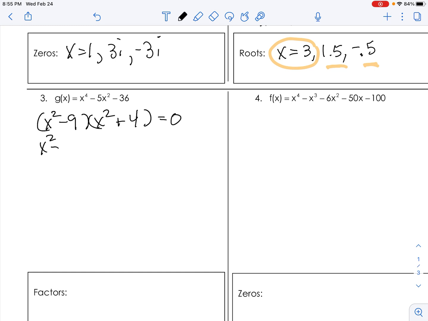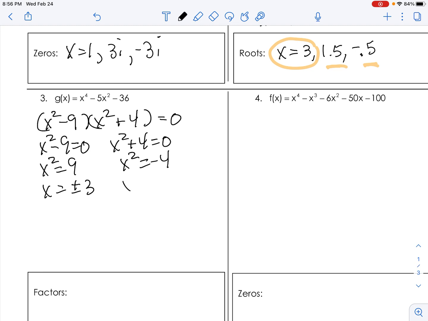And now I can go ahead and set those equal to 0. So x squared minus 9 equals 0. X squared plus 4 equals 0. X squared equals 9, x equals plus or minus 3. X squared equals negative 4, x equals plus or minus root negative 4. So our zeros are 3, negative 3, 2i, and negative 2i.